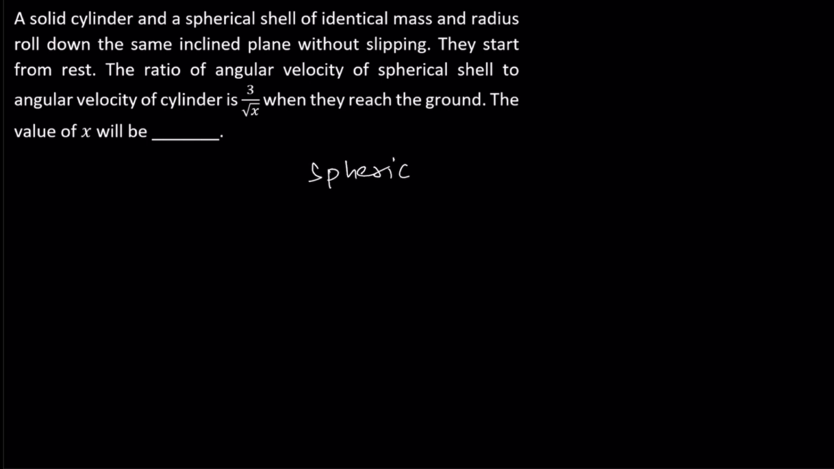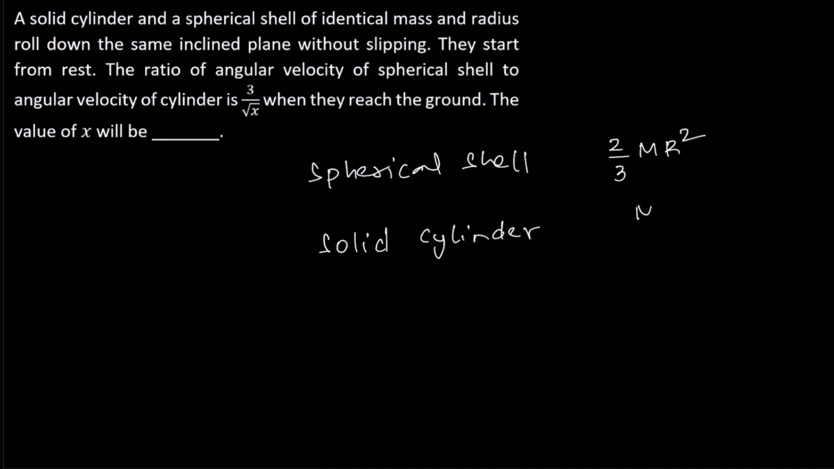These are a few things that we should all know, and I'm assuming you know. For a spherical shell, if m is the mass and r is the radius, the moment of inertia about an axis passing through its center of mass is 2/3 mr square. For a solid cylinder, it is mr square by 2. So we are going to use these values.